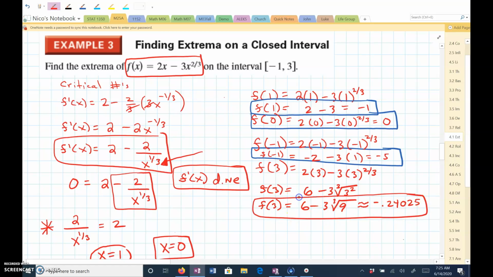Okay, and then finally all we have to do next is evaluate the minimum and maximum. So this is going to be the minimum, and this would be the maximum. So the maximum would be at 0, 0. The minimum would be at negative 1, negative 5.